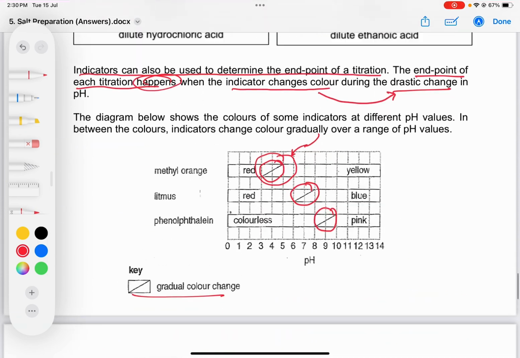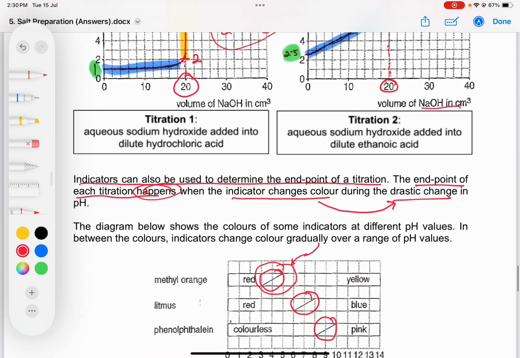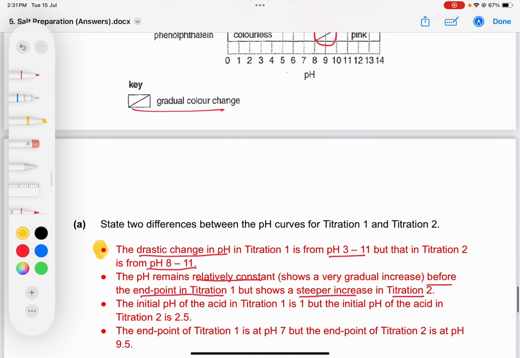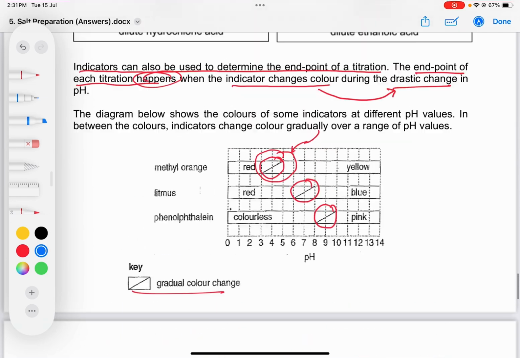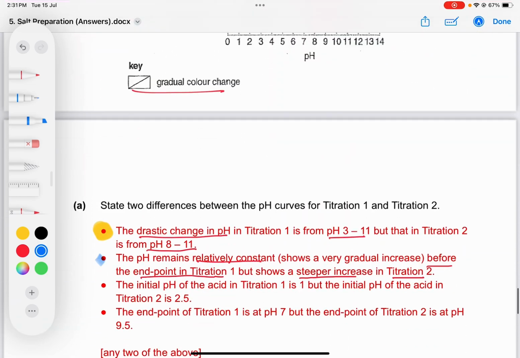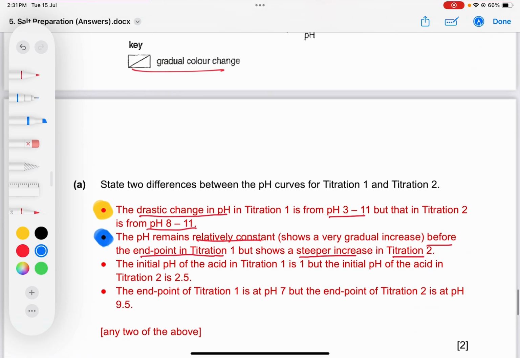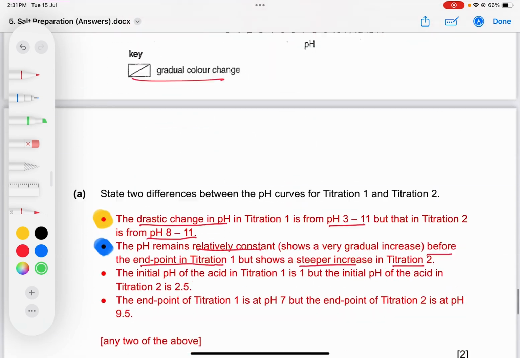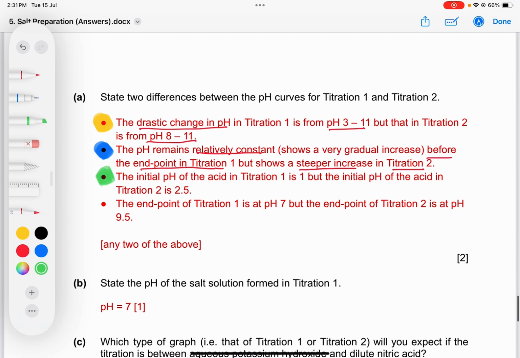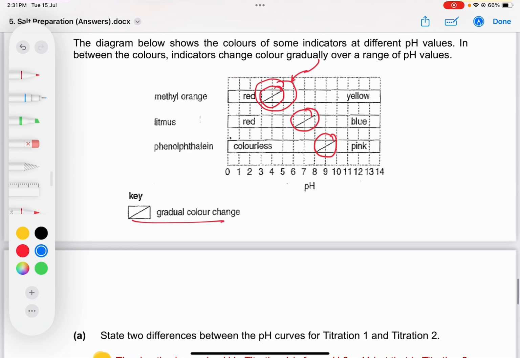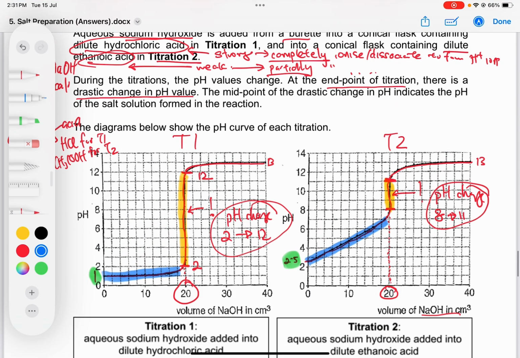So the first point is talking about the yellow color. This refers to the yellow part about a sharp change. The second point about being relatively constant is talking about the blue part. Next, the initial pH, which is the green part that I've highlighted. This endpoint here actually refers to the middle. To determine the exact pH of the endpoint, you need to look at the middle of the graph.